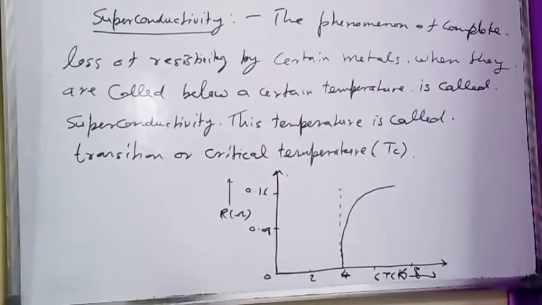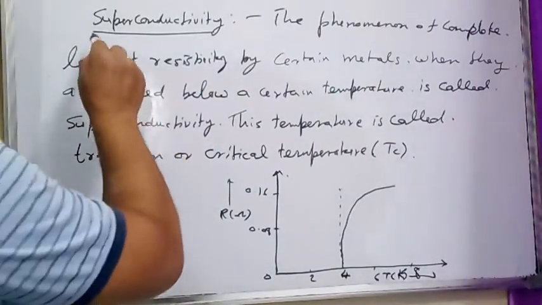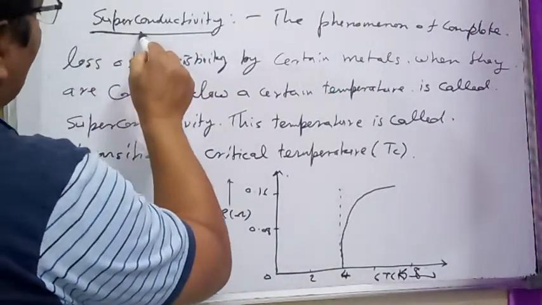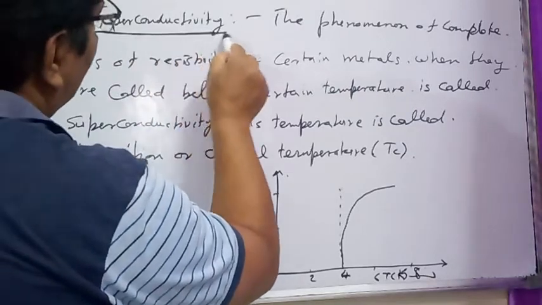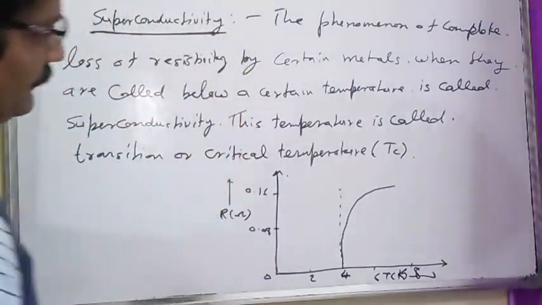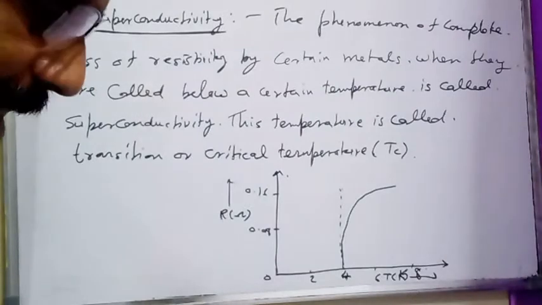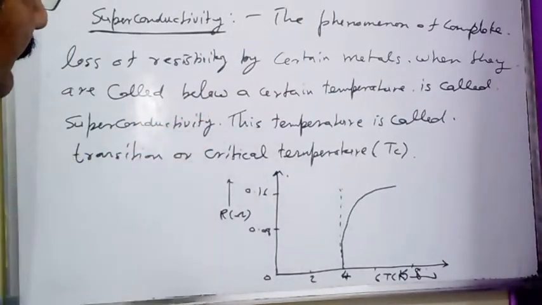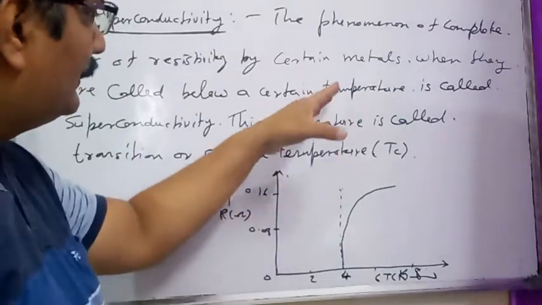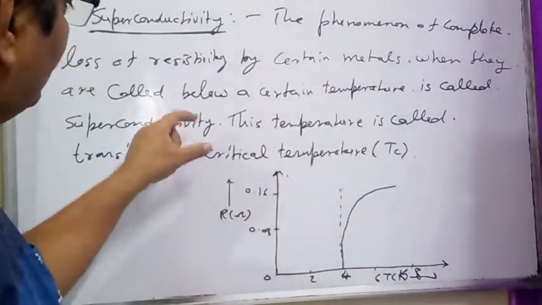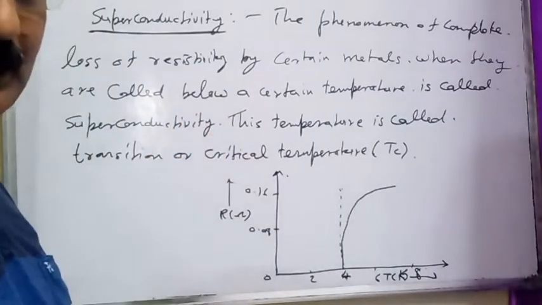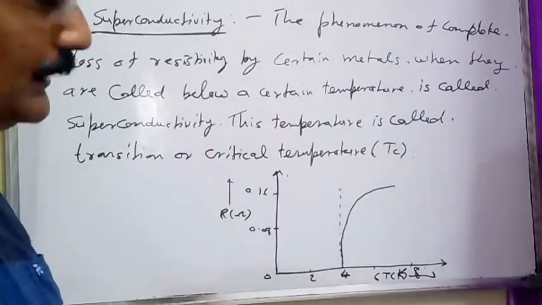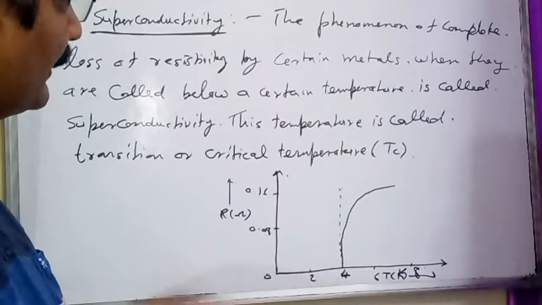Students, see what is superconductivity. Superconductivity is a phenomenon first observed by a scientist, Kamerlingh Onnes of Holland. He discovered that certain metals, when they are cooled below a certain temperature, behave like superconductors, meaning their resistivity or resistance reduces to zero, and this phenomenon is called superconductivity.